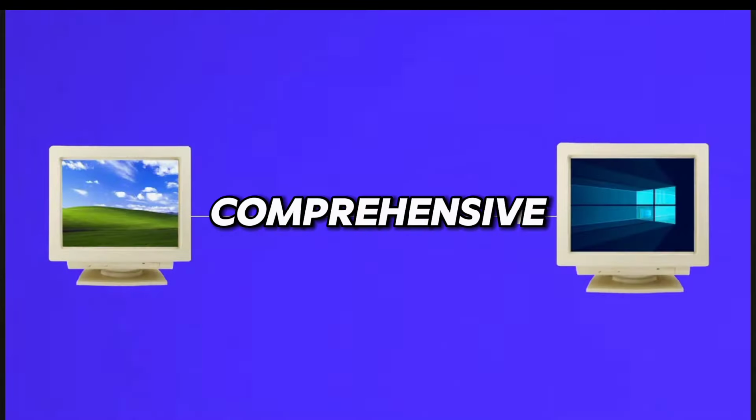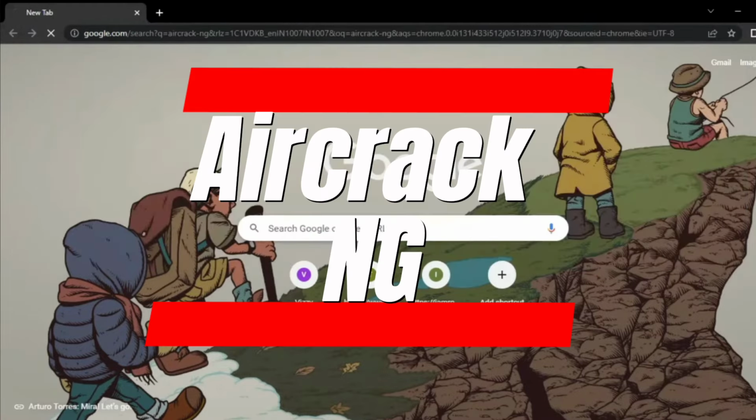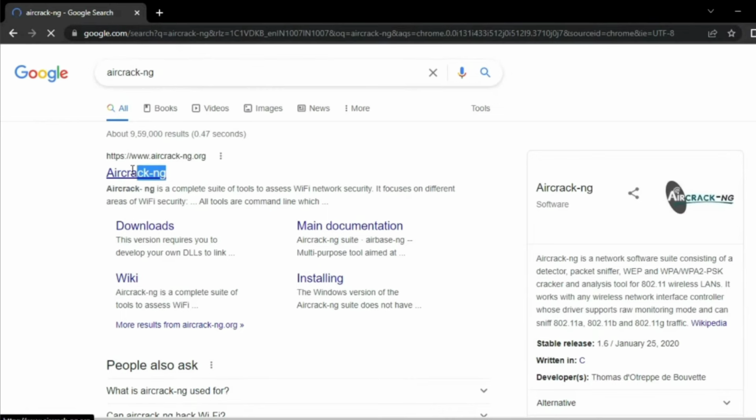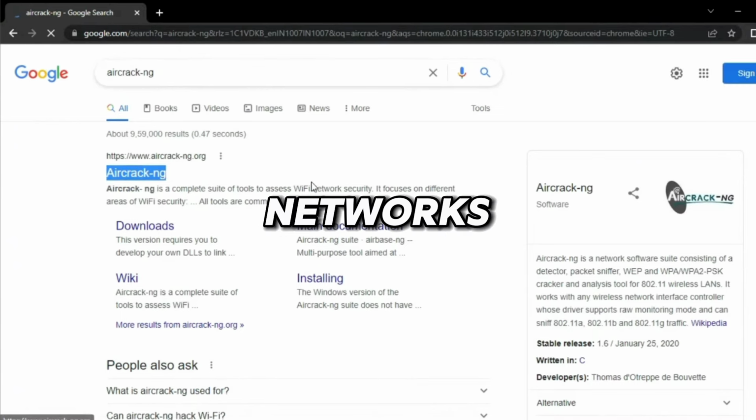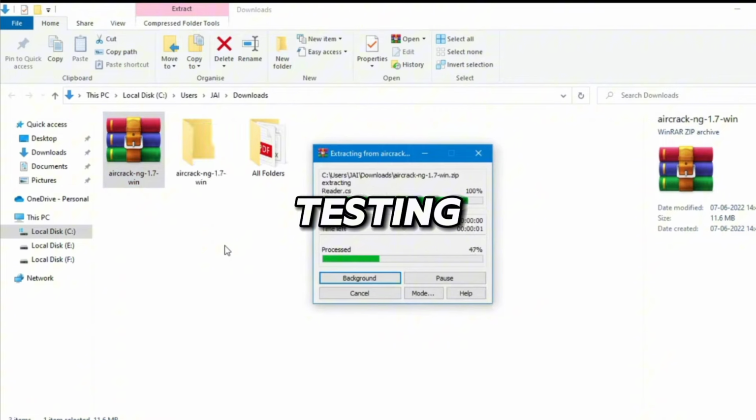Additionally, its comprehensive feature set and user-friendly interface make it an indispensable tool for network administrators and cybersecurity professionals alike. Aircrack-ng is the go-to tool for those looking to test the security of Wi-Fi networks. It focuses on areas such as monitoring, attacking, testing, and cracking.